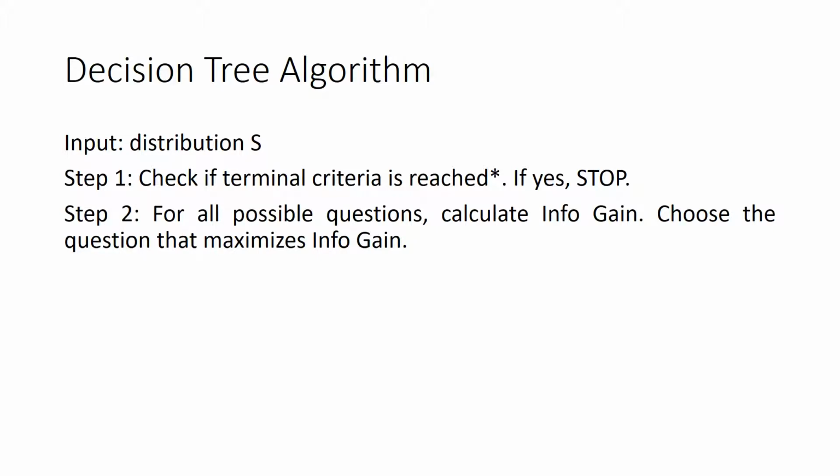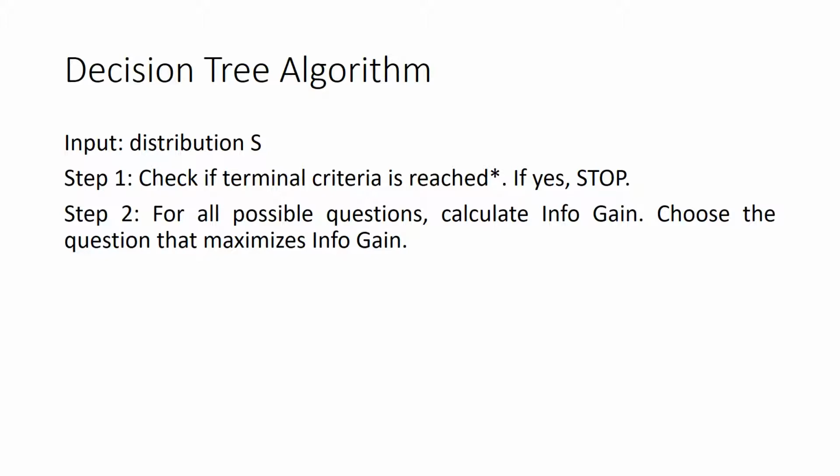If the terminal criteria is not reached, I'm going to calculate information gain for all possible ways I could have constructed the tree, or at least the very first question that I could have asked. So for all possible questions, I'm going to see how they are subdividing the distribution S, and based on all such possibilities, I will calculate the information gain, and I'll choose the question that maximizes the information gain.